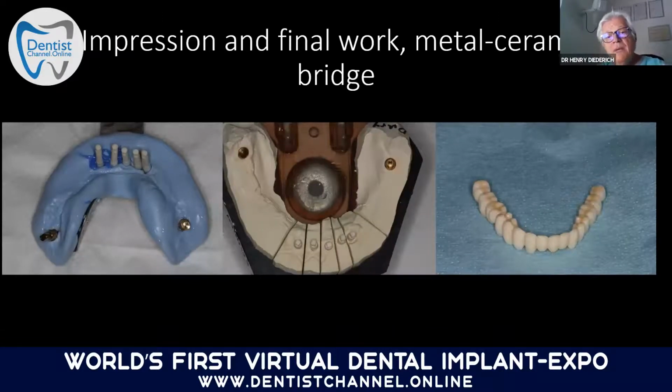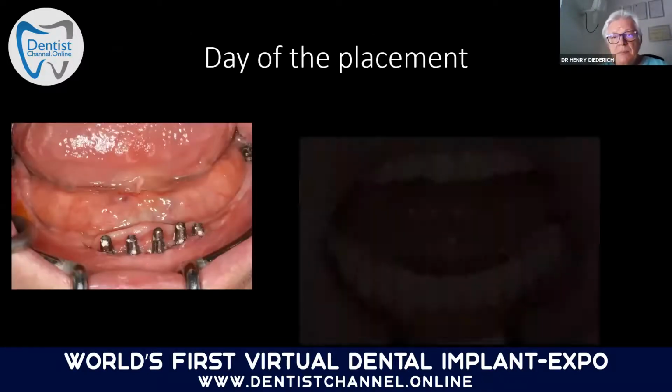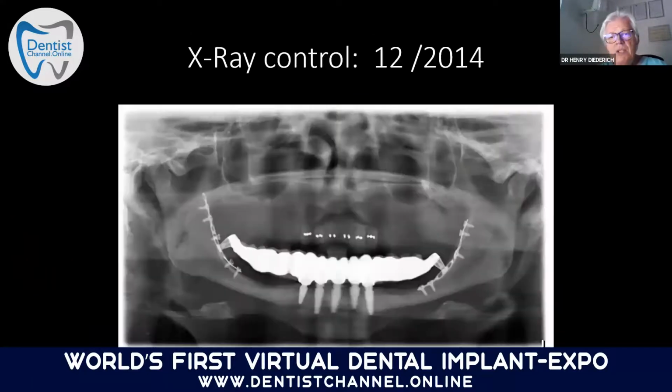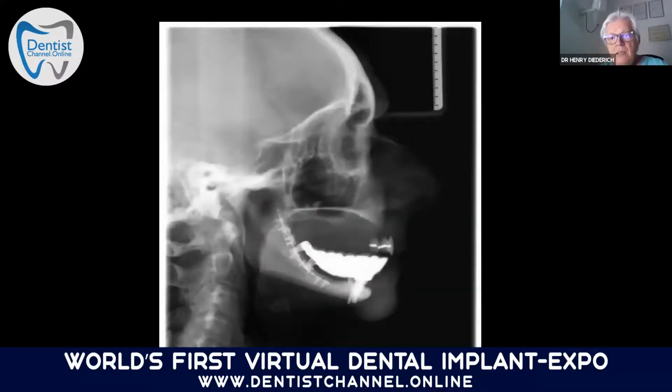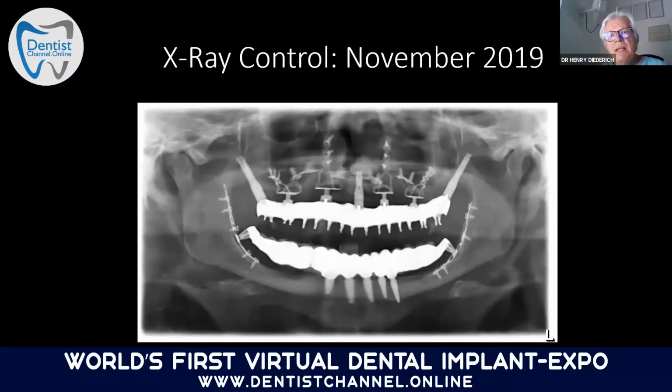Impression, and here the final work, metal ceramic bridge, 10 days later, day of the placement and adaptation. That was done in 2014. And then here you see how it works in 2017. So everything was perfect and is perfect. And here, in November 2019, in the meanwhile, the maxilla is also done. So here, another time, minimally invasive treatment in big atrophy and fixed teeth.